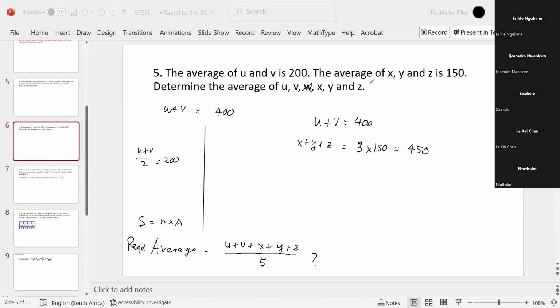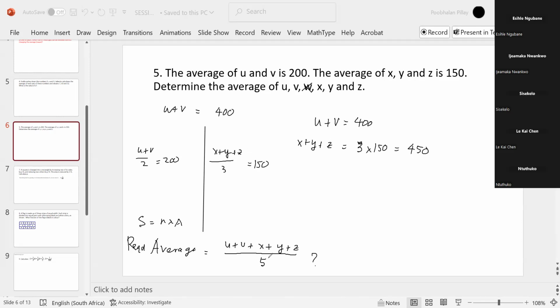the second statement says, the average of X, Y, and Z means X plus Y plus Z, when you add them and divide by 3, because there are 3 symbols there, that is 150. And then from here, you can say, when I divide this number by 3, I get 150. So the number must be 3 times 150. I went to that straight away. I skipped this because I'm using the formula: sum is equal to number times the average. So it's a very useful formula.